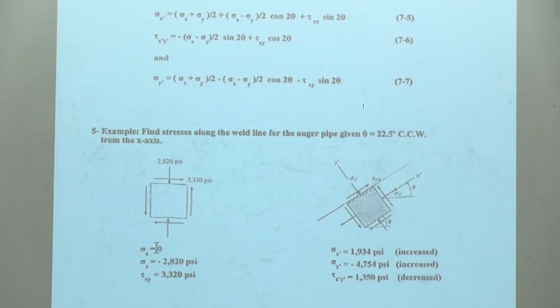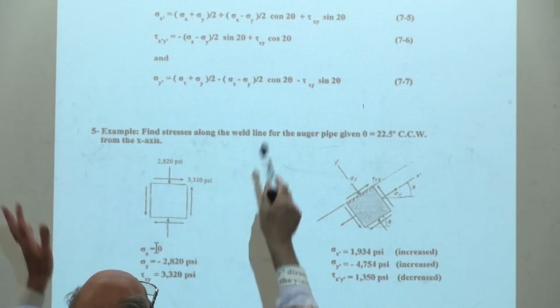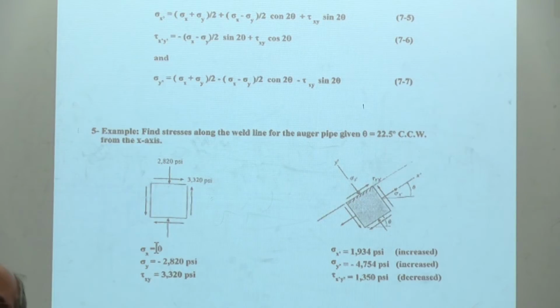Yes? Actually, this is sigma x minus sigma y divided by 2, the whole thing multiplied by cosine of 2 theta. Everybody understand what I'm saying? But you don't use this one, use the one in the book. Is that correct or not? Yes? All right, but that's the point.